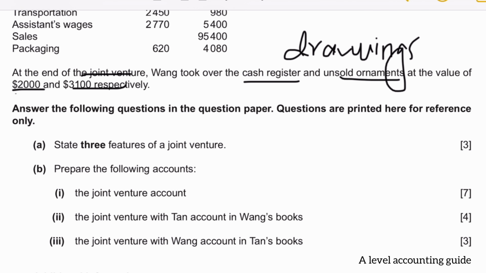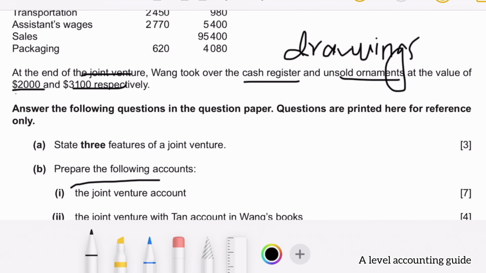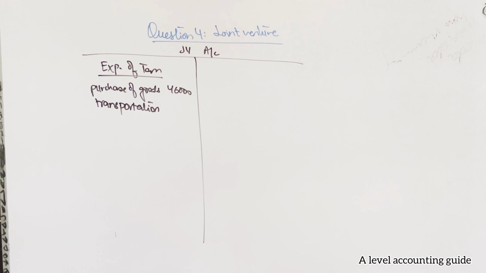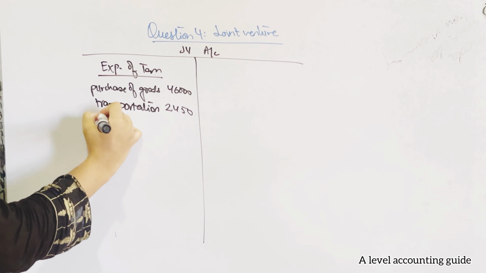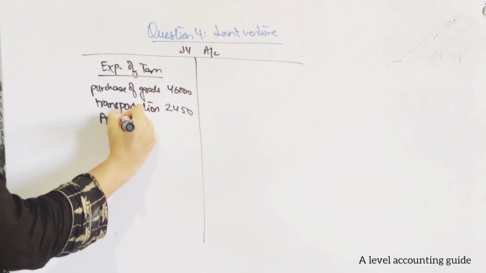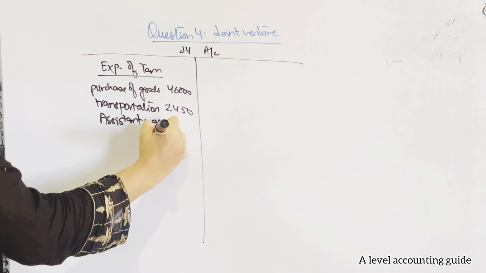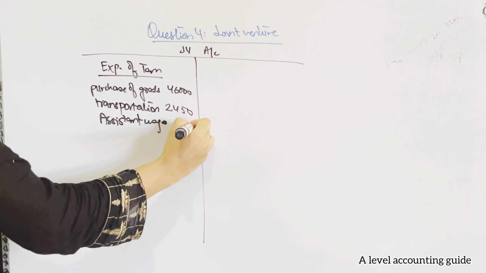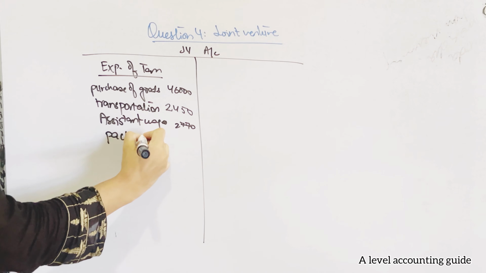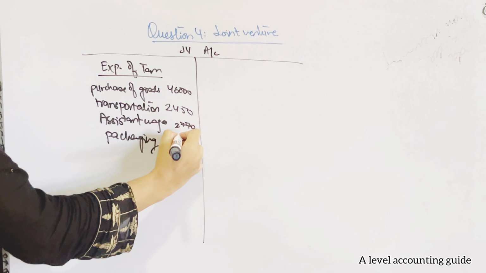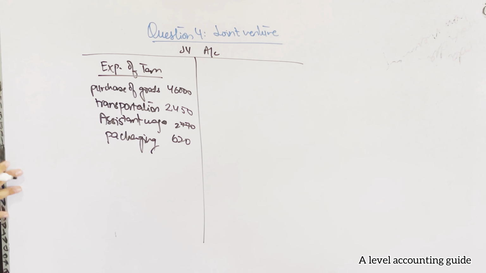Now let's draw the expenses of Tan and the expenses of Wang. For the expenses of Tan, we have purchase of goods 46,000. We have transportation expense as 2,450. We have the assistant's wages as 2,770. We have the packaging as 620. So these are the expenses that were all incurred by Tan.